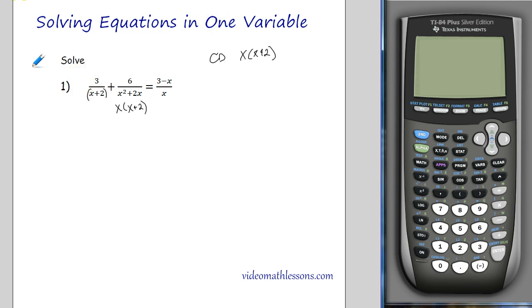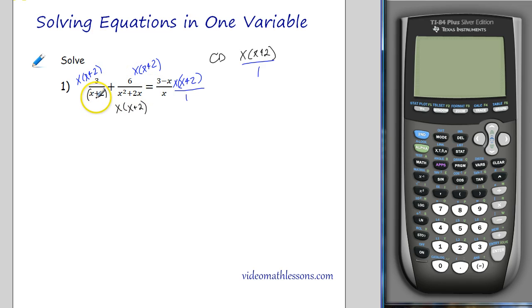So upstairs, we go x times x plus 2, x times x plus 2, x times x plus 2. Now, what do I say in the numerator? Because you can really think of this as being over 1. And you could write it this way. I don't, but you could.